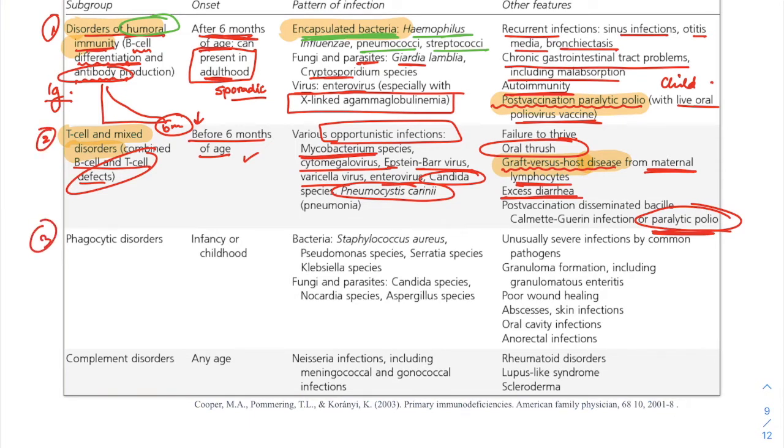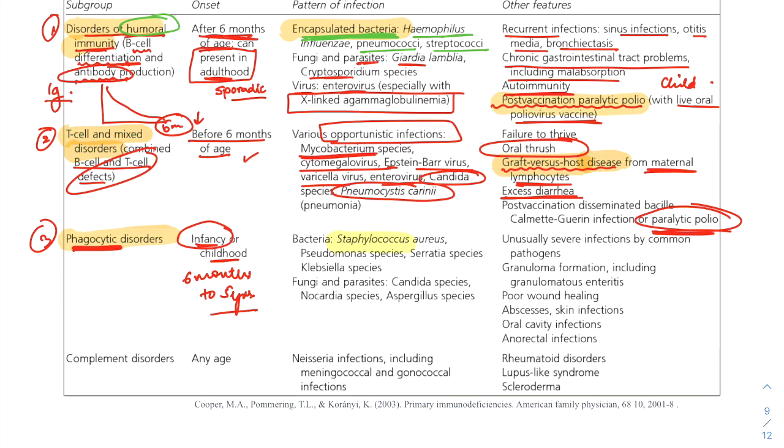Third is the phagocytic disorders. The phagocytic disorders are due to deficiency or defect in the phagocytes, primarily the neutrophils and the macrophages. They can present from 6 months to 5 years of age, and children with phagocytic disorders have a tendency of developing infections, especially by staph. Recurrent staphylococcal skin abscesses are usually very common.